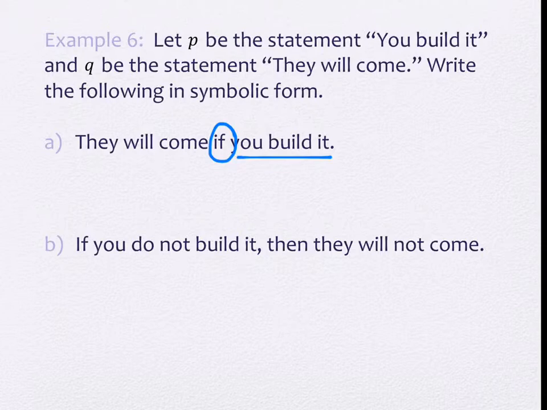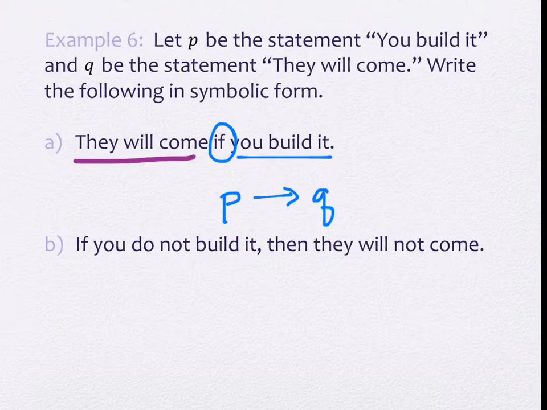All right, so we've got the part here that says if you build it. So this part right here is where I need to start my statement. What letter represents you build it? That's actually P. And then the first part right here is the part that happens second. It's the conclusion of the conditional. They will come. What letter represents they will come? Q. So this actually is the statement P implies Q. But it almost doesn't feel that way the way it's actually said in English, right? A little bit funny.